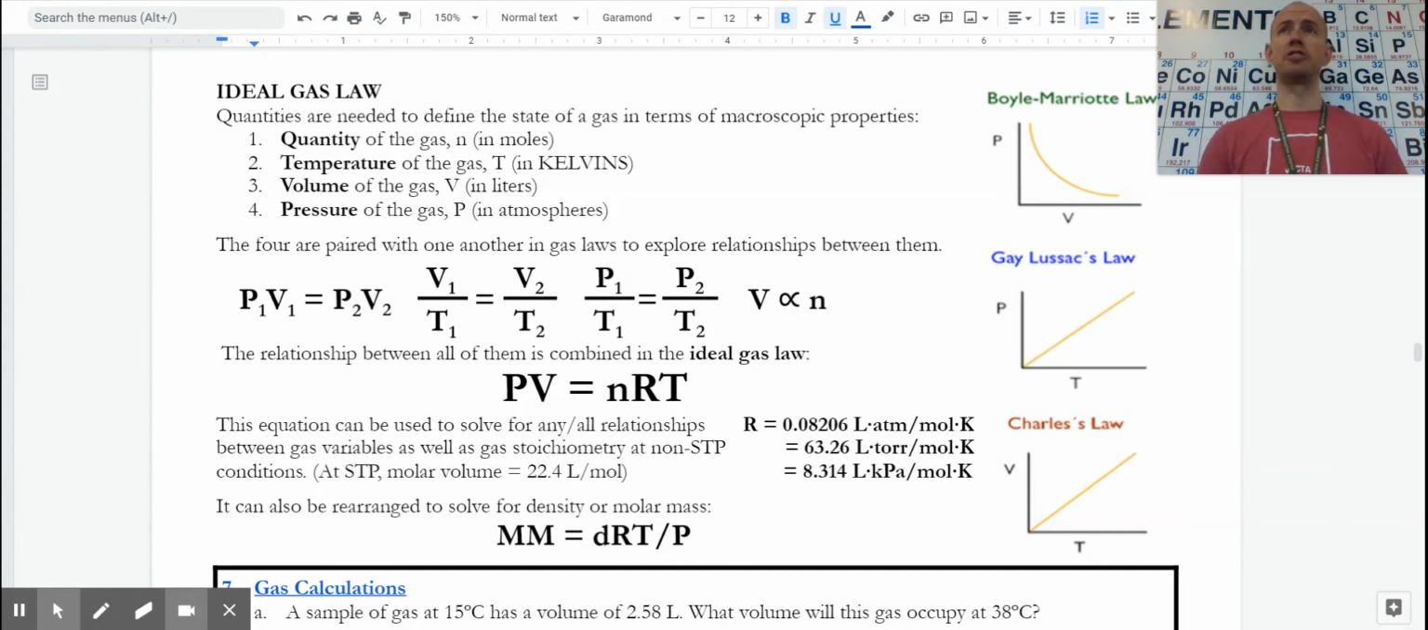And pressure is a measure of the collisions of those gas particles, or the force from the collisions on the area. So those four quantities are paired up with one another in a lot of different gas laws that explore the relationships between them. The first is often called Boyle's law, P1 V1 equals P2 V2. The second would be Charles' law, V over T is V over T. Gay-Lussac's law, P over T is P over T. And then Avogadro's law, that the volume is proportional to the number of particles.